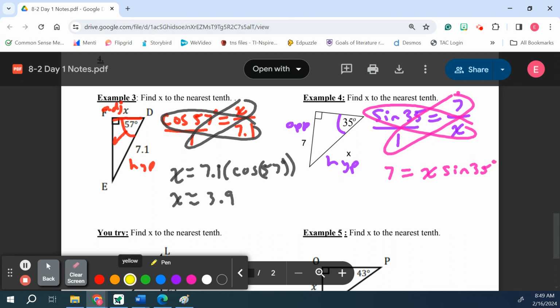Let's recall some stuff. If I had something like 7 equals 2x, what would I do to both sides to solve for x? Divide by 2, right? So sine 35 degrees is a number. That's all it is. So we're going to divide both sides by the sine of 35 degrees. So if it's x cosine 35, divide by cosine 35. And then you would put the sine of 35.